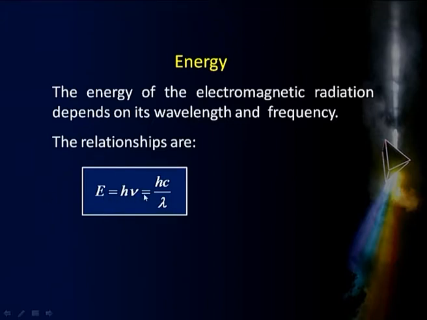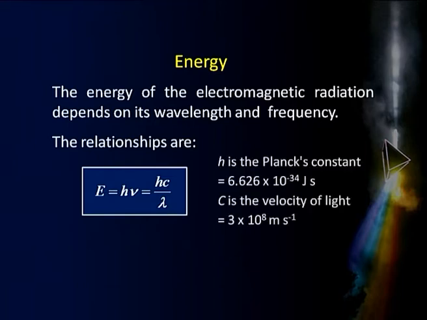E is equal to h nu, where nu is the frequency and h is Planck's constant. So, E is directly proportional to frequency. And the second relationship is that E is equal to h c by lambda, where h is Planck's constant again, c is the velocity of light and lambda is the wavelength. So, energy is related directly to the frequency, more the frequency, more the energy, and it is inversely related to the wavelength, more the wavelength, lesser the energy. This is a very important relationship we have to keep in mind.